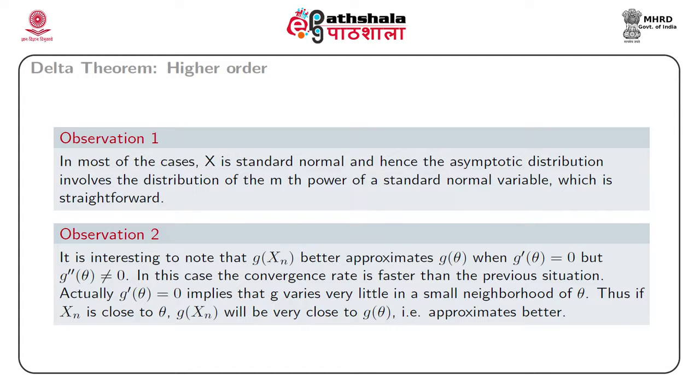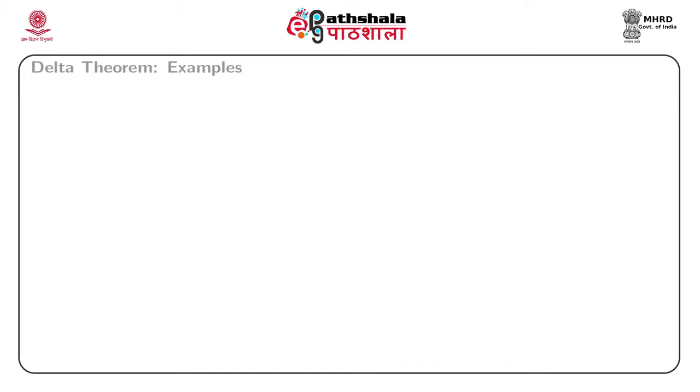Actually, the first derivative of g equal to 0 at theta implies that g varies very little in a small neighborhood of theta. Thus, if x_n is close to theta, g(x_n) will be very close to g(theta). In such a case the approximation is better. So, let us start with some examples.